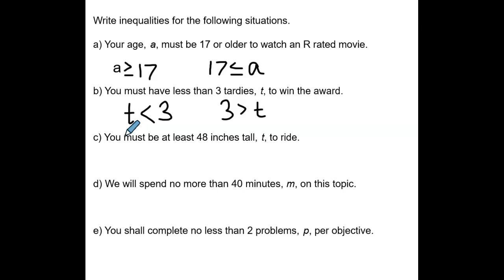C, you must be at least 48 inches tall to ride the roller coaster. At least 48 inches tall. So you could be 48 inches or higher. So your height must be bigger or equal to 48. Okay? And then you plug in numbers just to make sure. Oh yeah, 50 inches, you're good. 47 inches, you're not good. Okay? And then you could write it the other way. Again, I don't write it this way, but some people have surprised me.